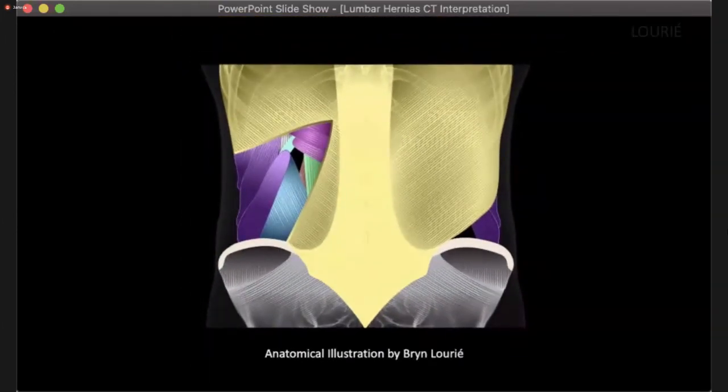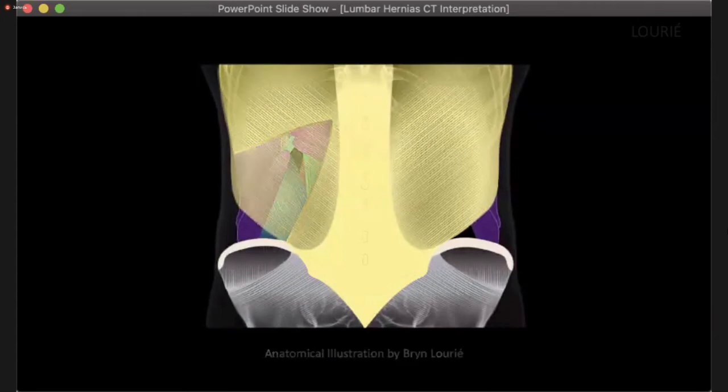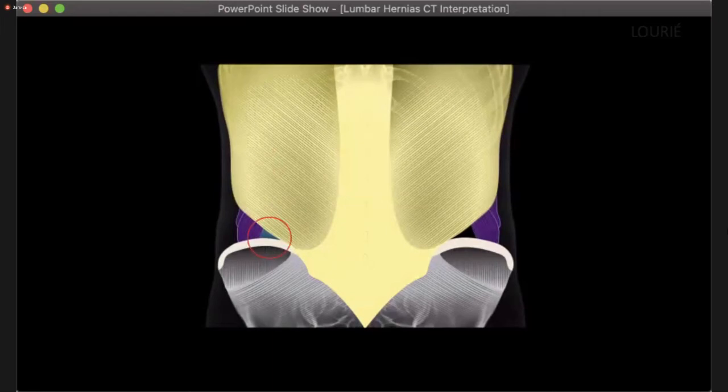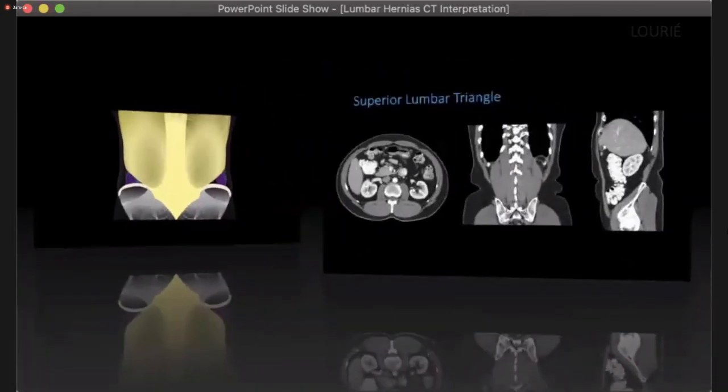So again, remember that like a Spigelian, this hernia is not full thickness, okay? And that's going to be important later on when we begin to look at the CT appearance. So this is the area of the superior lumbar triangle, inferior lumbar triangle here, and you'll notice here in blue, the same internal oblique actually forms the floor of the inferior lumbar triangle. So we'll look at all of this in a second here when we begin to look at the CT cross-sectional imaging.